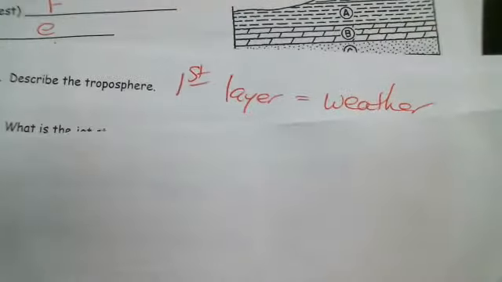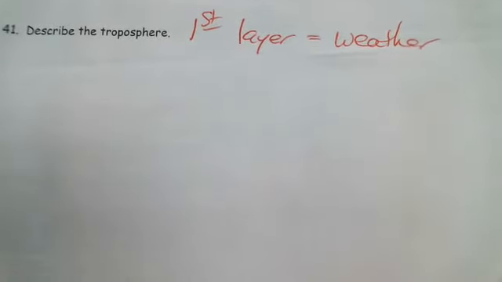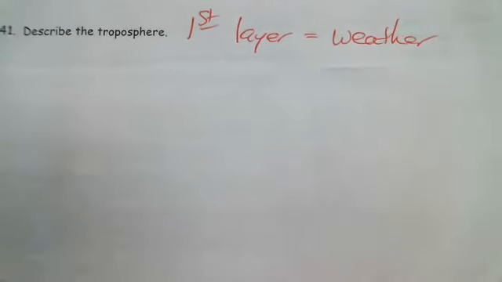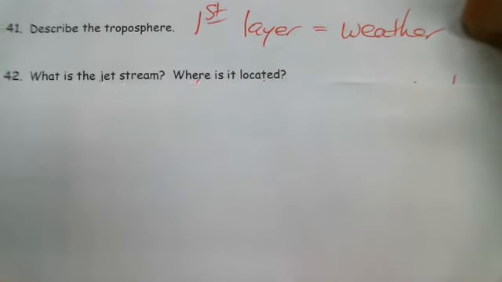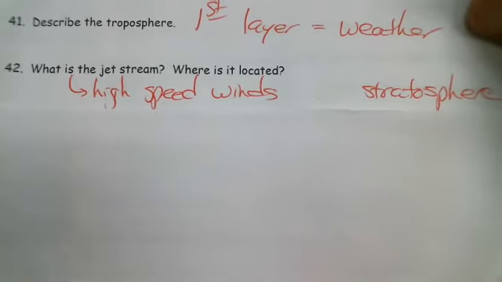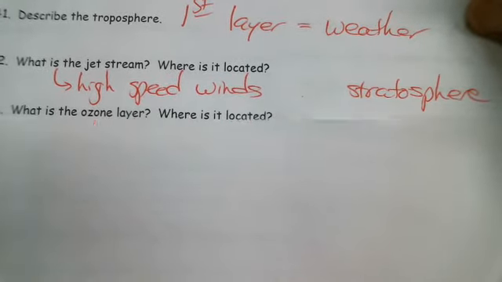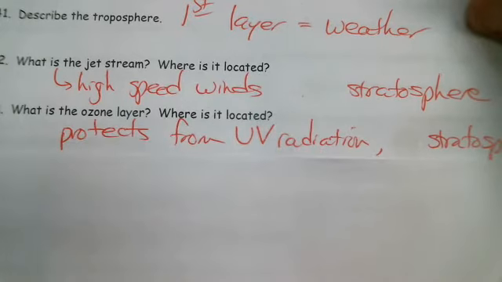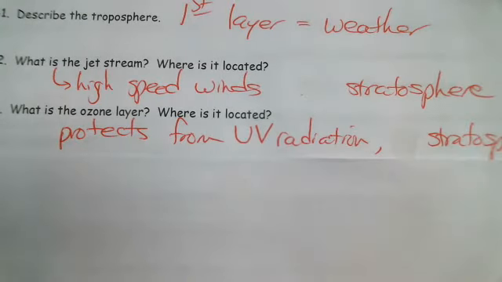Number 41, the troposphere. That's the first layer. The troposphere is the first layer, the bottom layer, and that's where all of our weather is. The jet stream is a channel of high-speed winds way up in the stratosphere. The ozone layer is an area of gases that protect us from UV radiation.